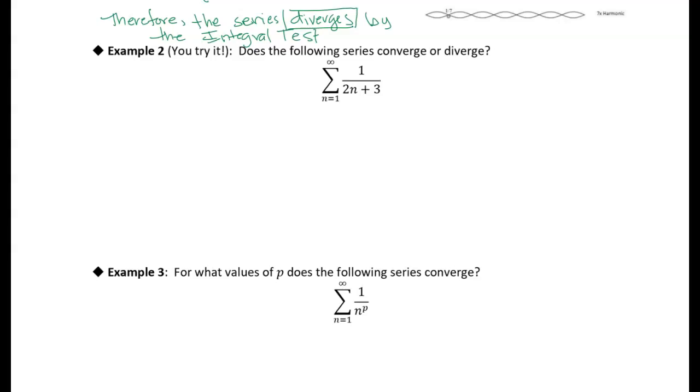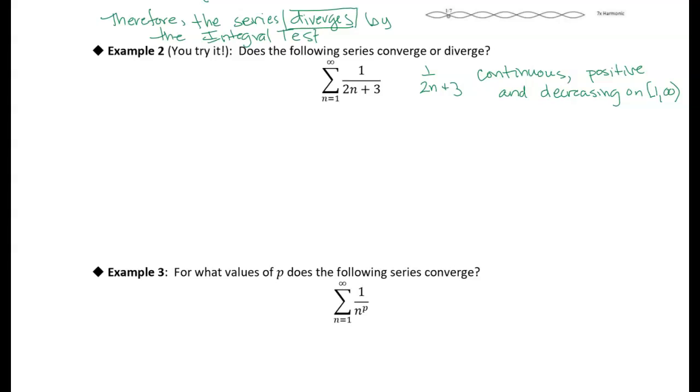So if we're going to apply the integral test to this, we always have to make sure that this function, 1 over 2x plus 3, is continuous, positive, and decreasing on the interval 1 to infinity. If that's not true, then we cannot apply the integral test. So it's always good to check that first. But in this case, it is.